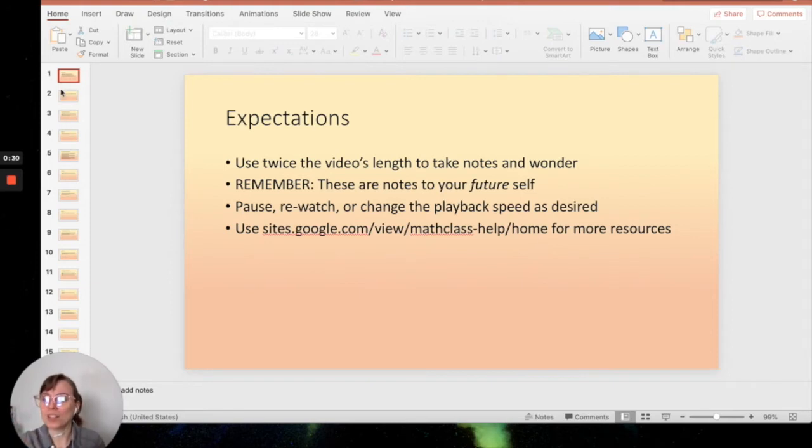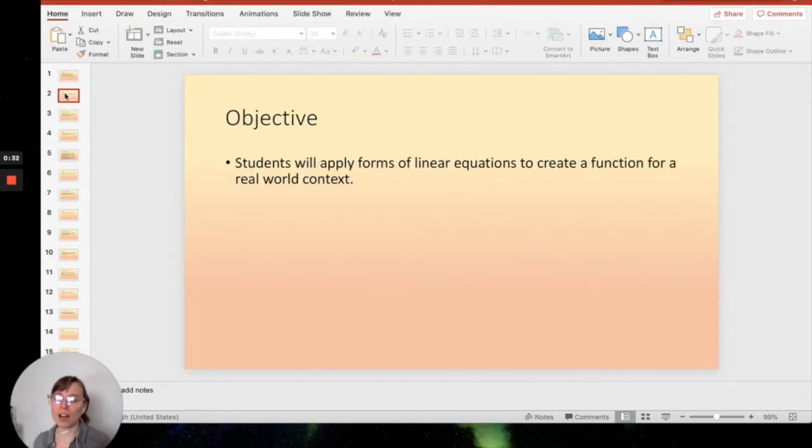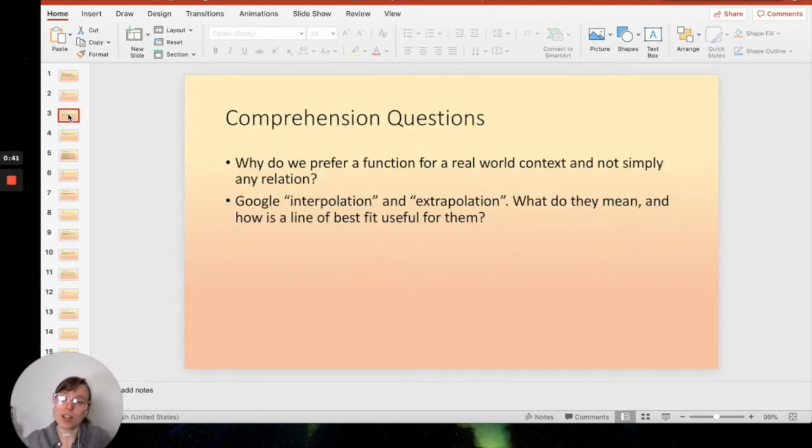That works as well. So our last thing today is making applications of everything. So we're going to apply all three forms of our linear equations to create functions for real-world contexts. And I want you to understand why we even want functions, like what's the use of them.